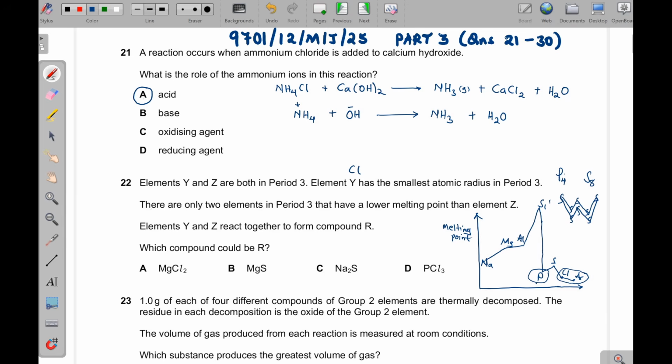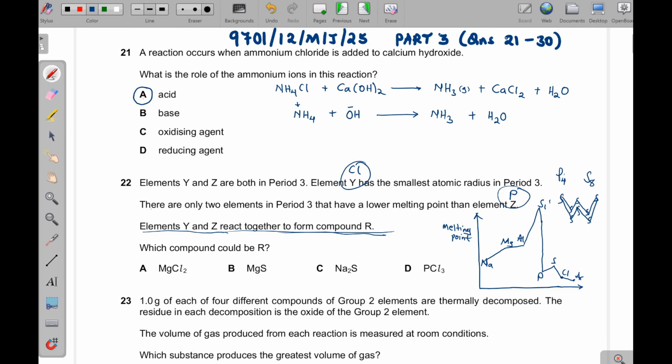So that means Z is phosphorus. So Z here is phosphorus. Now they are saying which compound could be R. They say elements Y and Z: Y, chlorine, Z, phosphorus. You see that? React together to form compound R.